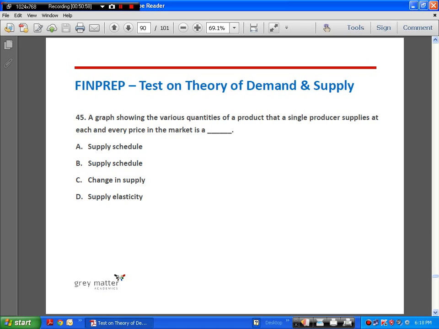The 45th question: a graph showing the various quantities of a product that a single producer supplies at each and every price in the market is a supply schedule, change in supply, or elasticity of supply. So we are noticing here that there is a link between the quantity supplied and the market price.